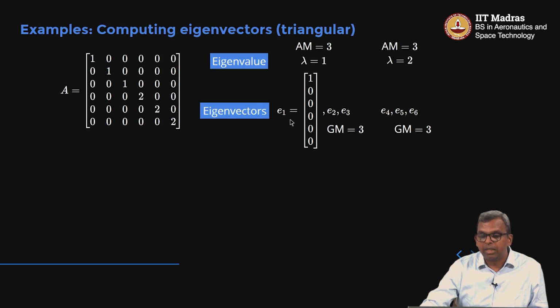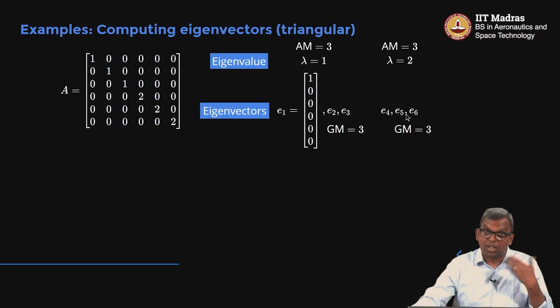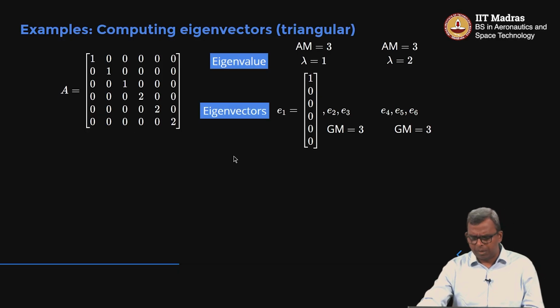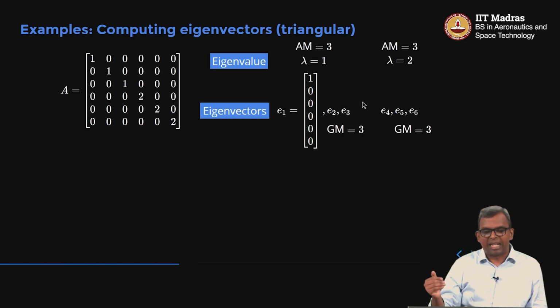So, E1, E2, E3 are the eigenvectors for lambda equals 1. So, you have got geometric multiplicity 3 here. For lambda equals 2, you have got E4, E5, E6, the canonical basis vectors, and then geometric multiplicity also becomes 3. So, hopefully this diagonal case, we have seen it before, it is very simple. You notice here AM equals GM in the diagonal case.